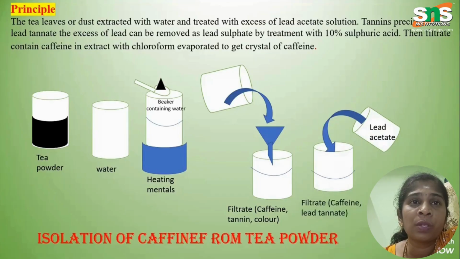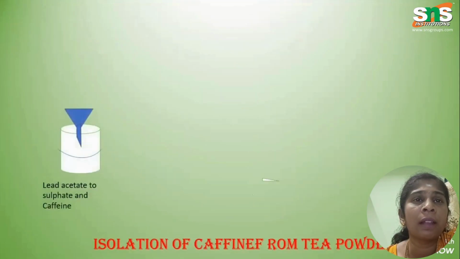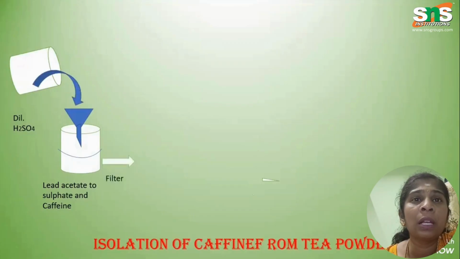Now we step forward to the filtration process. After heating, the mixture is cooled slightly and filtered to remove the insoluble plant residue. The clear filtrate contains caffeine and other soluble impurities. Next is the addition of sodium carbonate to the filtrate. A small amount of sodium carbonate is added, and this step is very important because it converts caffeine into its free base form, and it precipitates tannins and acidic impurities. The mixture is stirred thoroughly.